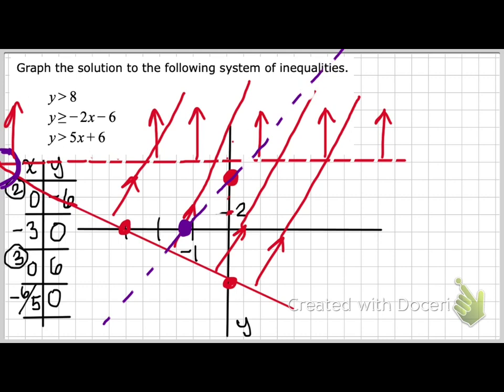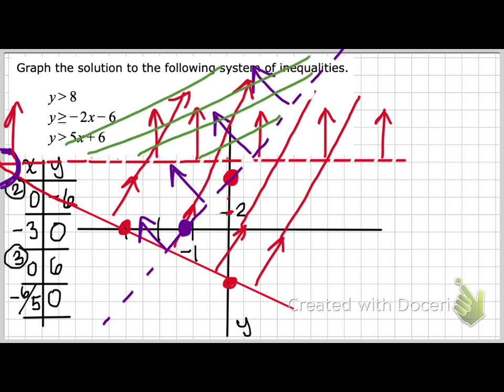All right, and then y is greater than. Again, that's above, right? That's going up. So I want to be above this line, up here, like that. And what I'm looking for is where all 3 arrows converge. Maybe with another color here. They're all converging in here, all up there. That's where they're all converging.